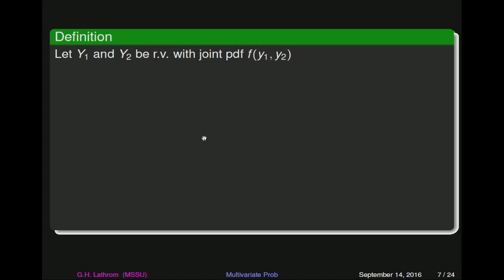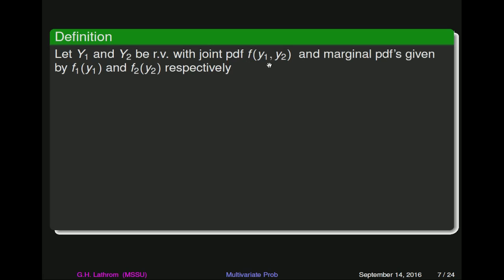So now let's talk about conditional PDFs. So again, we've got y sub 1 and y sub 2 being random variables, with our joint PDF being little f of y sub 1, y sub 2. In addition, we'll assume that our marginal PDF for y sub 1 is given by little f sub 1, and our marginal PDF for y sub 2 is given by f sub 2.